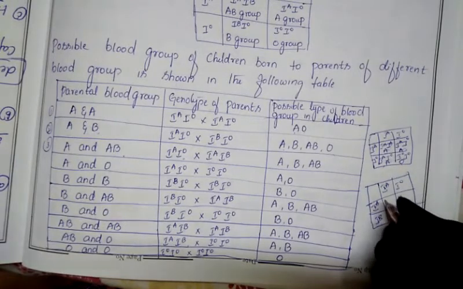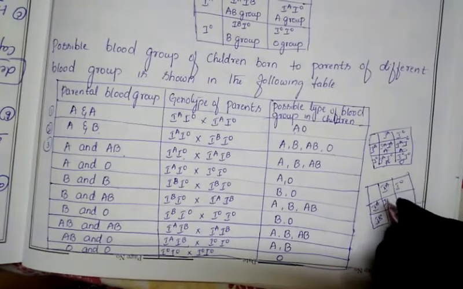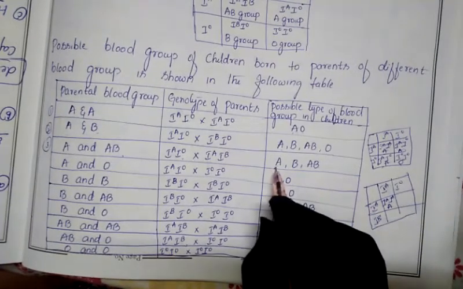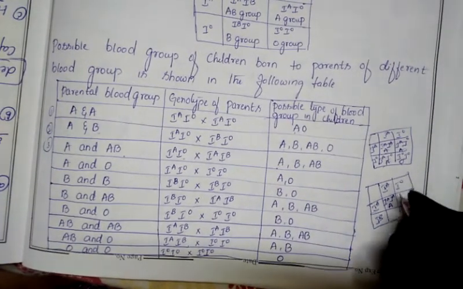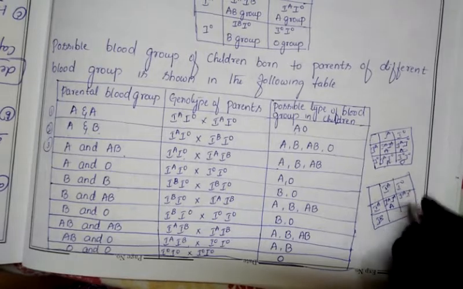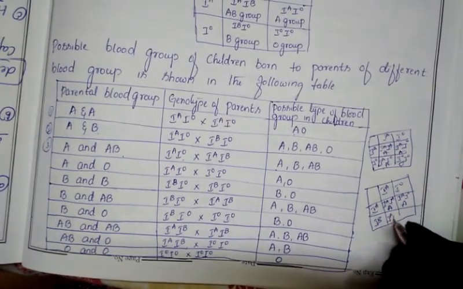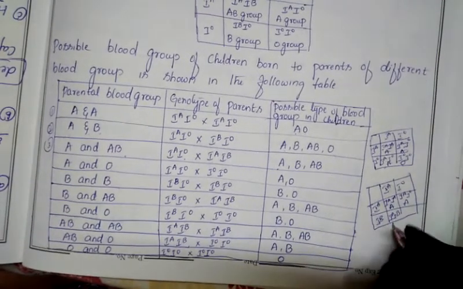Now I will put IA. That means IA is which type of blood group? A blood group will come. Next, IA IO means only A blood group will come. Here, IA IB means AB blood group.